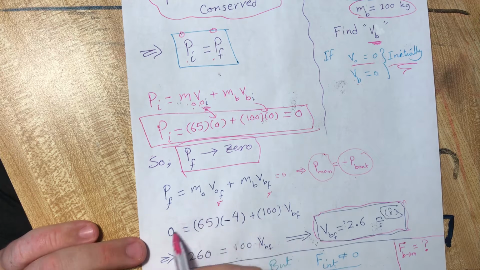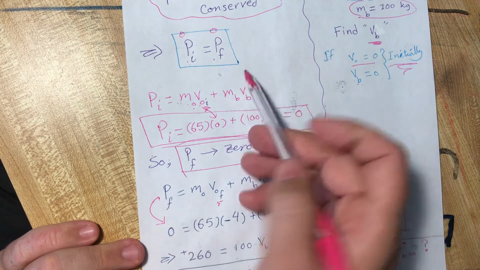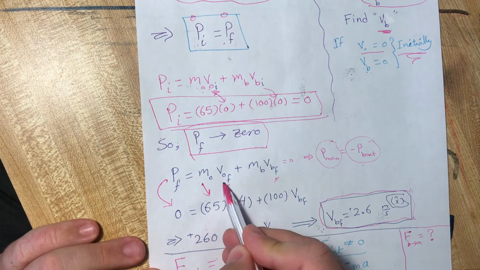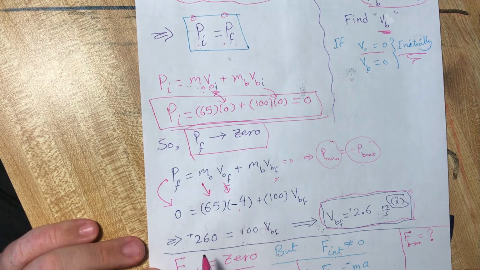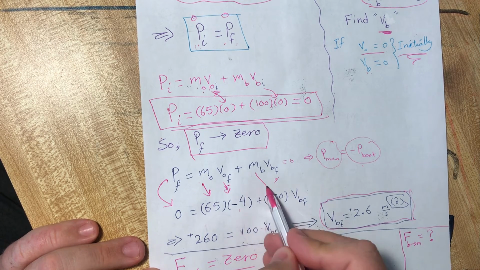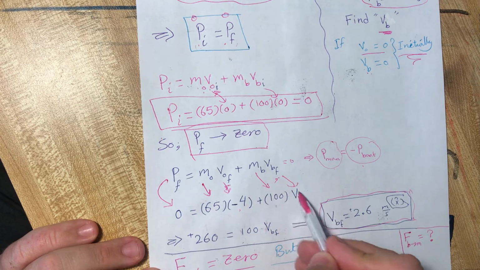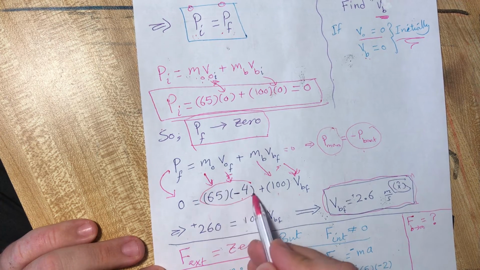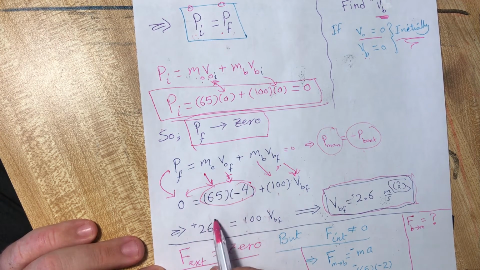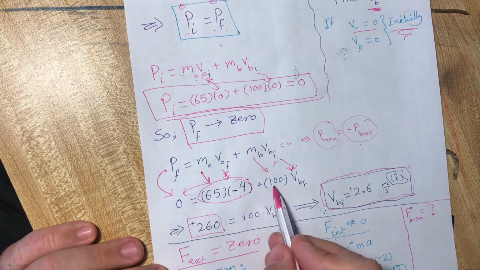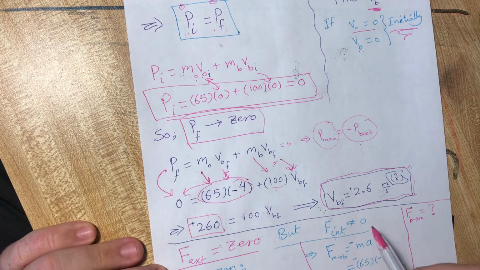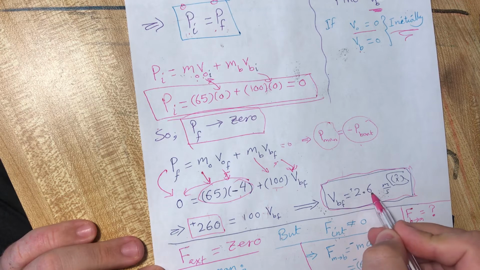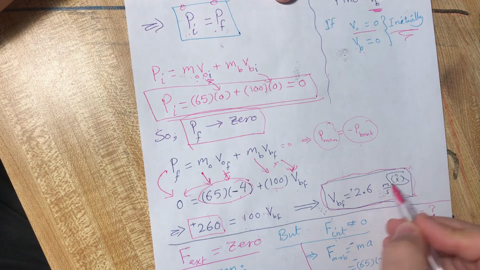So zero, P finally, which is the same as P initially, is equal to the mass of the man times his velocity, which is -4 because it is in the negative x-axis direction, plus the mass of the boat, which is 100, and we don't know the velocity of this boat. We need to find it. We move this term to the opposite side. It will be positive 260 equals 100 v boat finally. Then the velocity of the boat finally is 2.6 meters per second in the positive x direction.